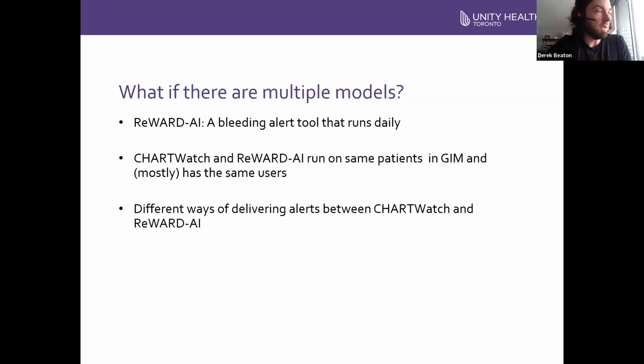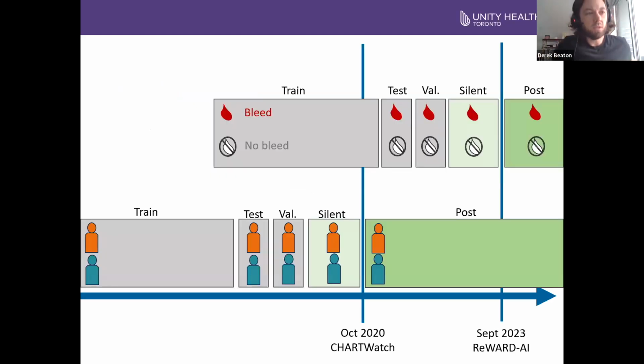which brings us to this case. So we introduced another model later on called Reward AI. It's a bleed alert tool that runs daily. And CHARTWatch and Reward AI run on the same patients in the general internal medicine unit and largely has the same user base. And they both have different ways of actually getting this information back to users. And this is an expanded version of the timeline of what it looked like. So we can see that there were data that overlapped from Reward AI to CHARTWatch.